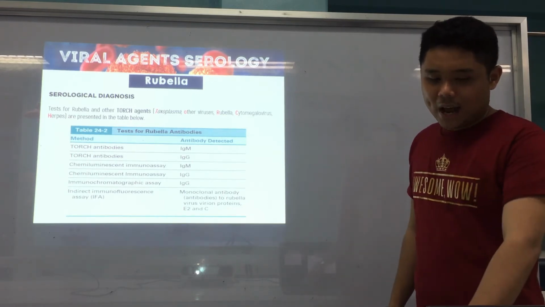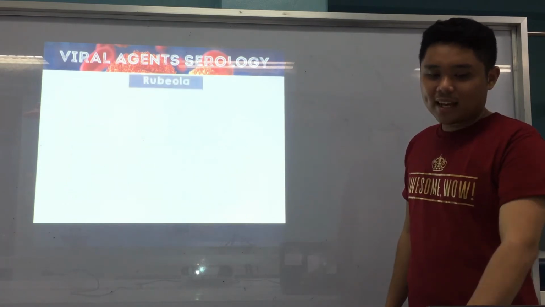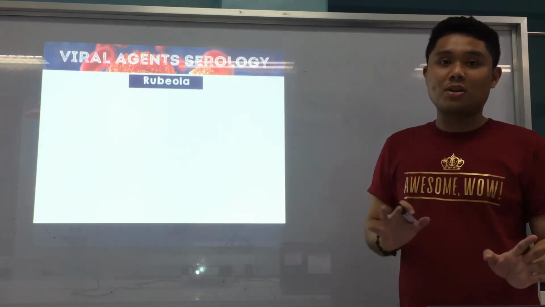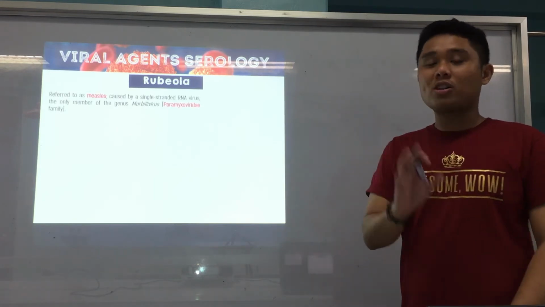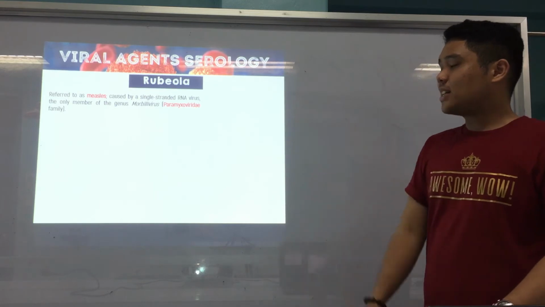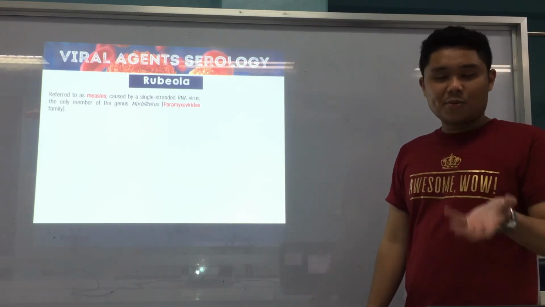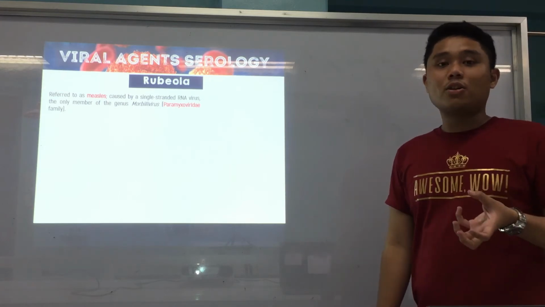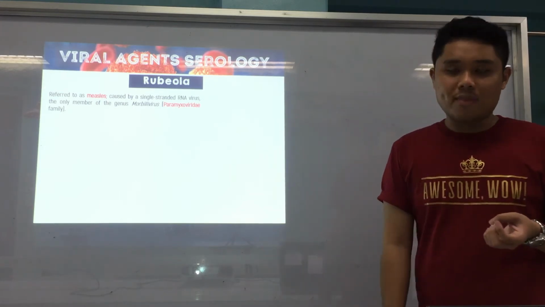Okay? Alright. Now we go to the next viral agent, and that is rubeola. So do not be confused, rubella and rubeola. For rubeola, this is now the causative agent of measles. So measles is caused by a single-stranded RNA virus, a different family na, Paramyxoviridae, alright? And it's in the genus Morbillivirus, okay?